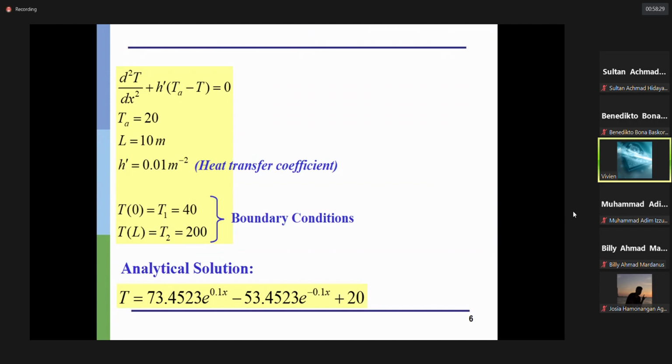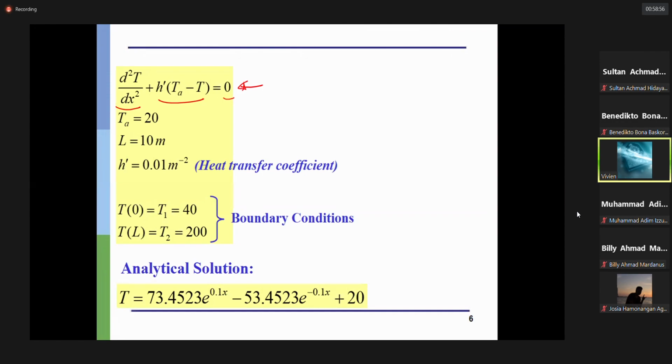Say we have 1D heat conduction in a rod, with the governing equation specified here. This is the conduction, and we have convection, and that will be equal to 0. In this case, we don't have an additional source term. We don't have heat generation, and we don't have a heat sink.